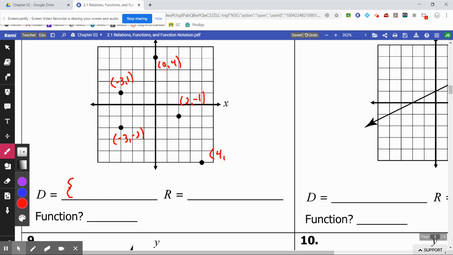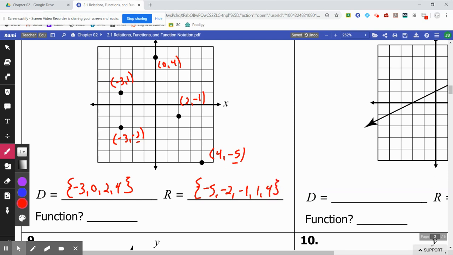Let's see, 1, 2, 3, 4, 1, 2, 3, 4, -5. So your x values are -3, 0, 2, and 4. Your y values are, let's see, you can put them in order by starting at the bottom, -5, -2, and then working your way up, -1, 1, and 4.